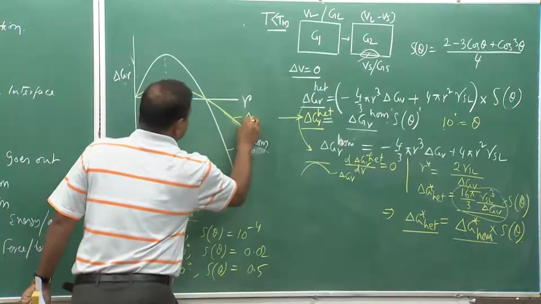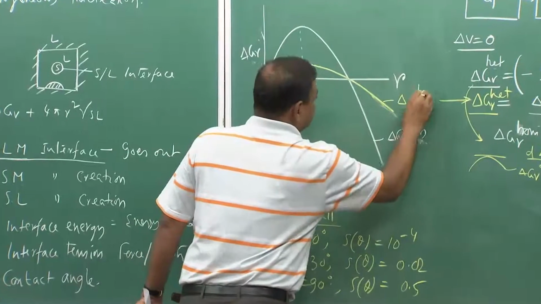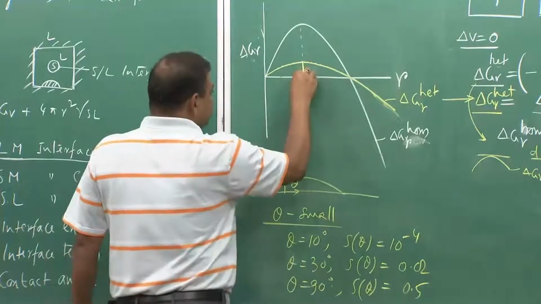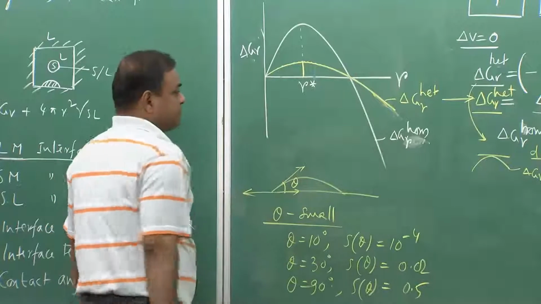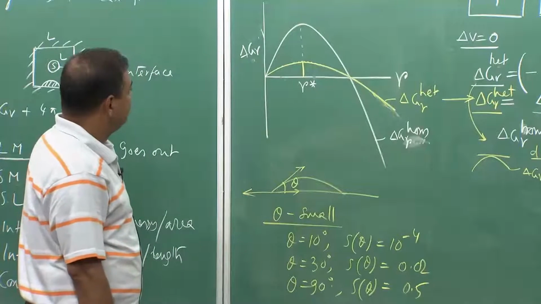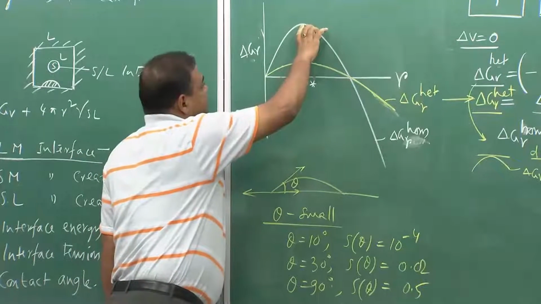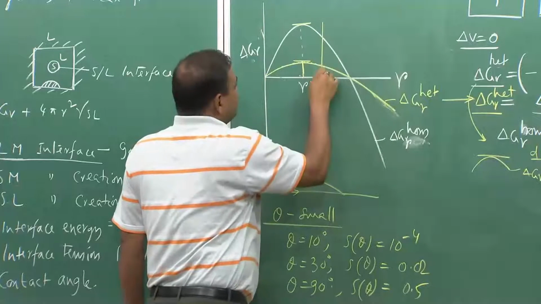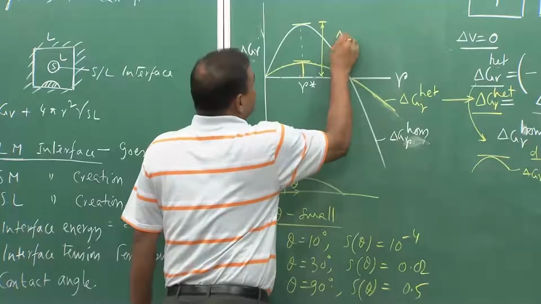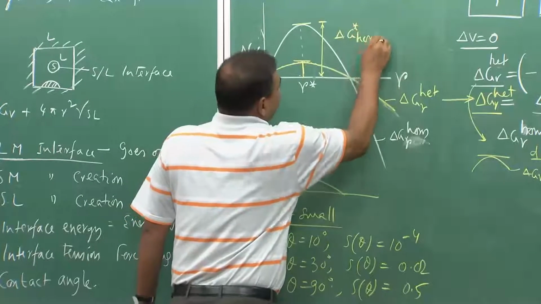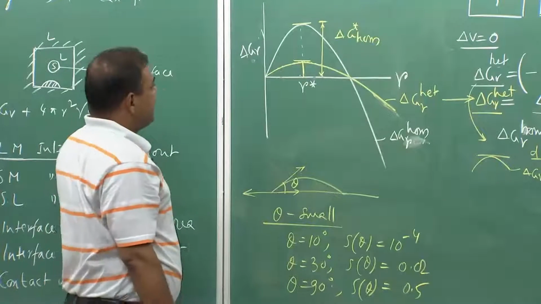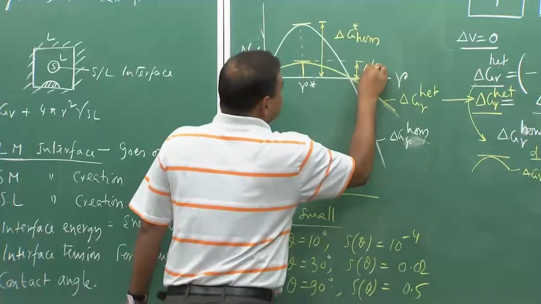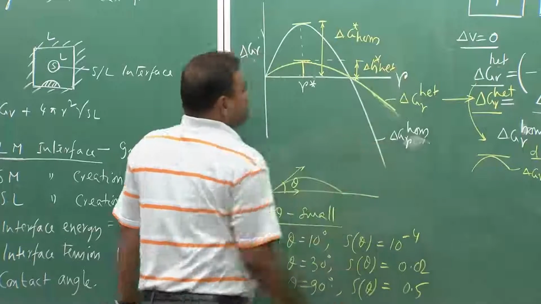So, this is my delta G R hat. Now R star appears on the same line, even this point would appear on the same line, same point. Now, you see an interesting thing. That means my activation barrier, if this is my activation barrier for homogeneous nucleation, at the same R, my activation barrier for heterogeneous nucleation would be very, very low.